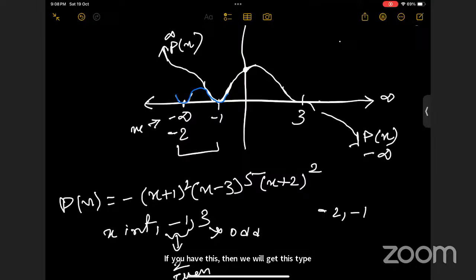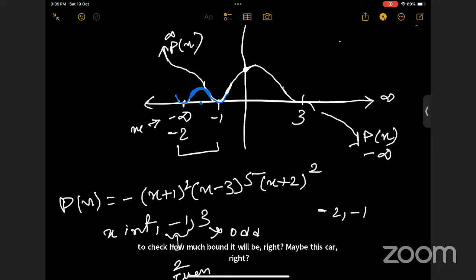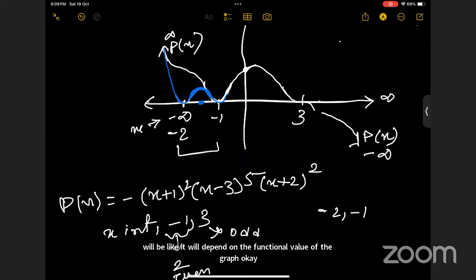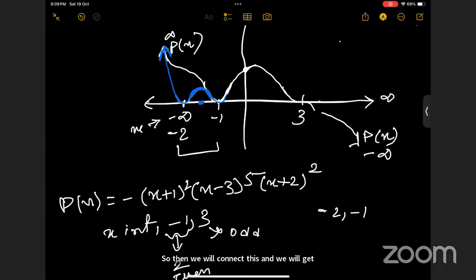You want to check how much bounce it will be, meaning this curve. For that, at this point, you need to check the functional value. In this interval, you need to check the functional value, and the amount of the bounce will depend on the functional value of the graph. Then we will connect this and get this blue graph. Now is it clear? Yeah, clear, thank you.